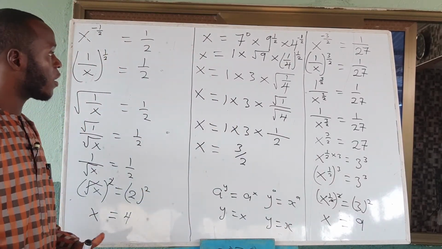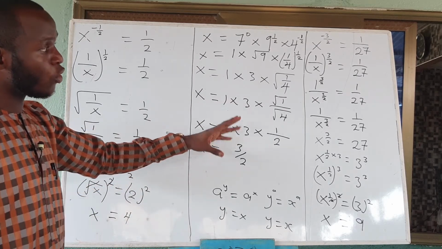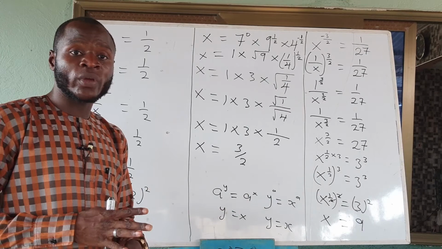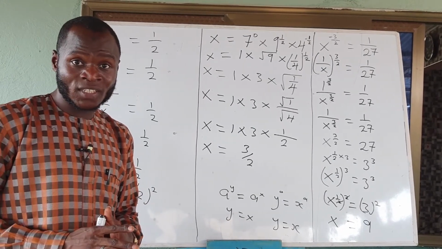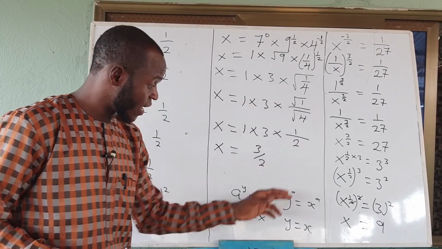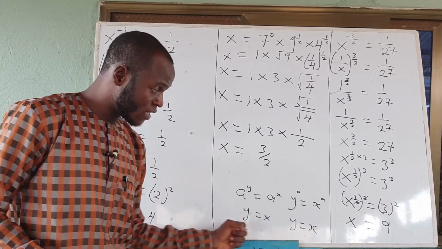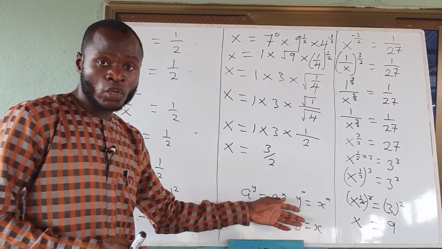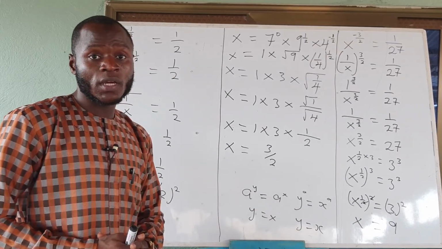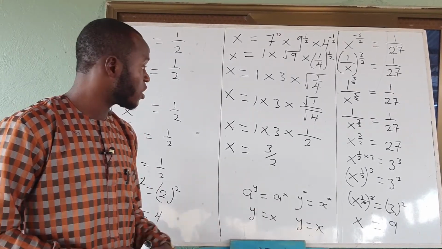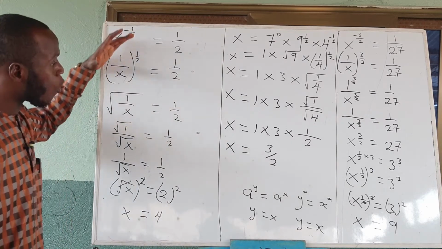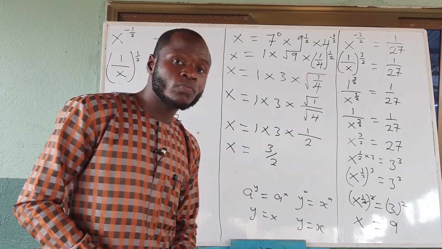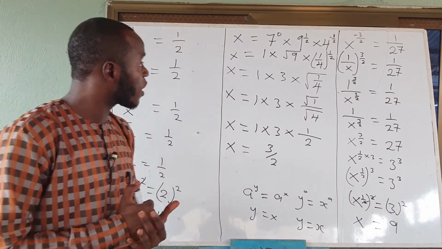Now if there's something that I did here that you don't understand, it means you have to go back and refer to the videos that we did on the laws of indices. Look at the indicial equations, like the example I just gave here. If you didn't understand this very well, go back to my previous videos on indicial equations and you will find how to deal with this particular example. The laws of indices are what I applied in solving these questions. So this will be the end of the class for today.